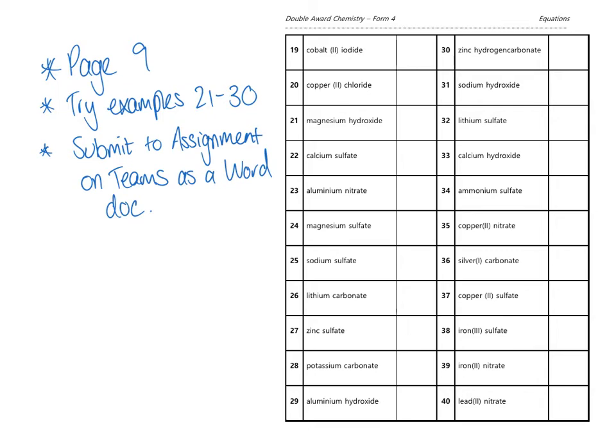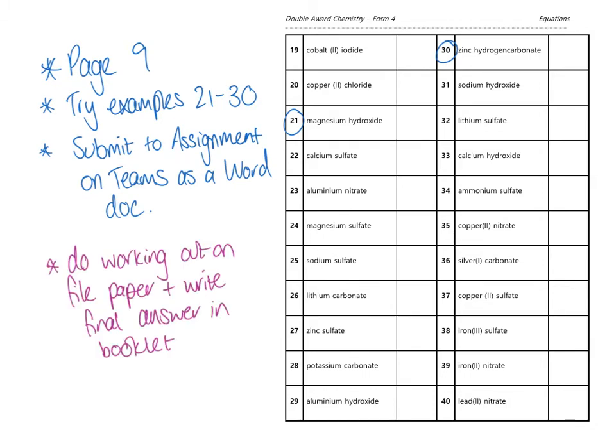Okay, what I'd like you to do now is turn to page 9 in your booklet, and I would like you to try examples 21 to 30. You can see here 21, you should have done 1 to 20 in our previous lesson. 21 starts with magnesium hydroxide, and the last one I want you to do is zinc hydrogen carbonate. I just want you to do these 10 examples, 21 to 30. Just in case we make any mistakes as we go along, I don't want you to do them all wrong. So I'll check your work and then I'll get you to do the rest after that.